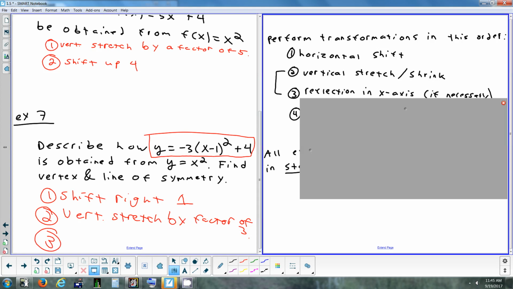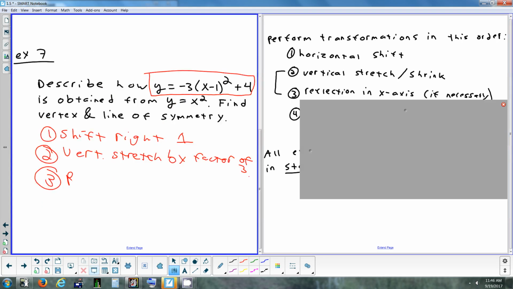Now we're going to look at that negative, and that has to do with a reflection. That's a reflection in the x-axis. And again, you really don't have to put "if necessary," because they're all if necessary, really. So reflect over the x-axis.